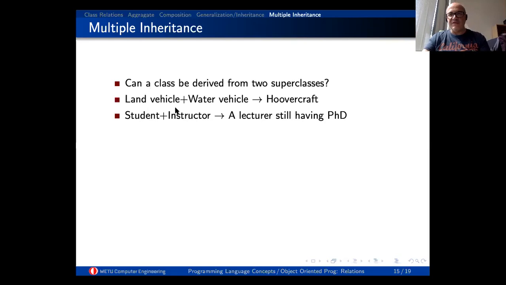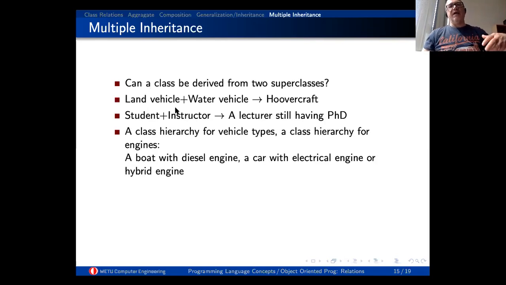So the behavior of an instructor and the behavior of a student, I had to show both of them. And in the registration period, I registered for some courses and I was assigned some courses to teach. Okay. So this might be the case. Or you can do this. You can have a class hierarchy for vehicle types: boat, plane, car, train, and a class hierarchy for engines: wind powered engine, solar powered engine, electrical engine, diesel engine, steam engine. And you can generate new objects by taking one behavior from one side, another behavior from the other side. This is not a productive way of doing that, but it is possible. Sometimes we may need them.